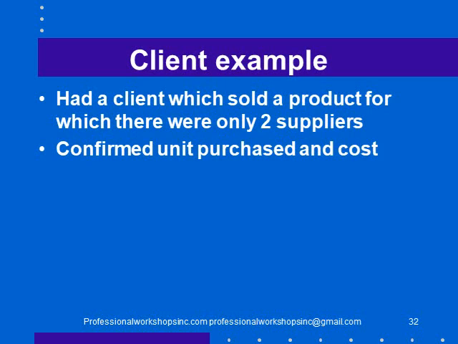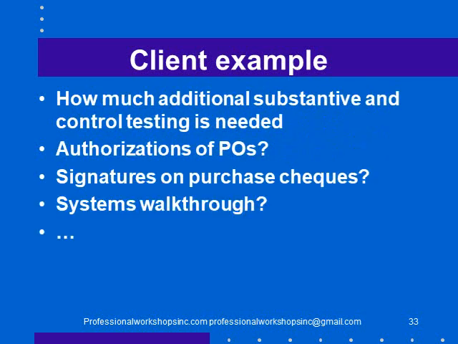Now, I had a client example. A client sold a product for which there were only 2 suppliers in the whole country. And we confirmed the units purchased and the price paid. And these were 2 very reliable suppliers. They got the confirmation request. They were used to it. They got it every year. They got it back to us within a couple of days. So it was great. Didn't have to wait for unreceived confirmations.